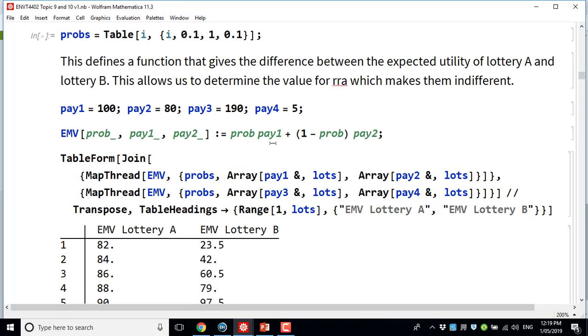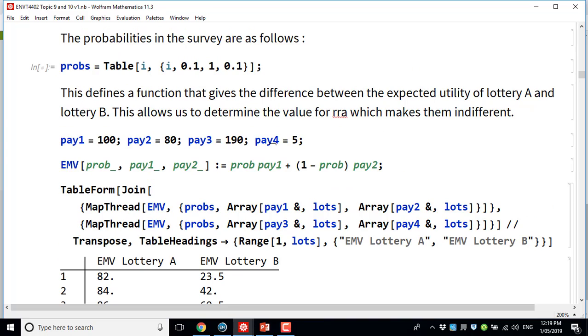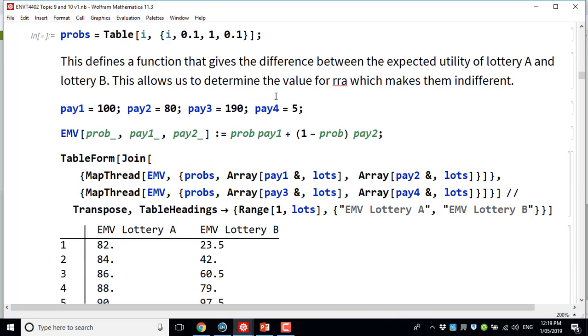And it is pretty clear how this has been set up. So we have 10 gambles, so 10 probabilities, going from 0.1 to 1 at a 0.1 step. Then we are saying that there are four payments, payment 1, 2, 3, and 4. That's pretty obvious from the tables, etc.